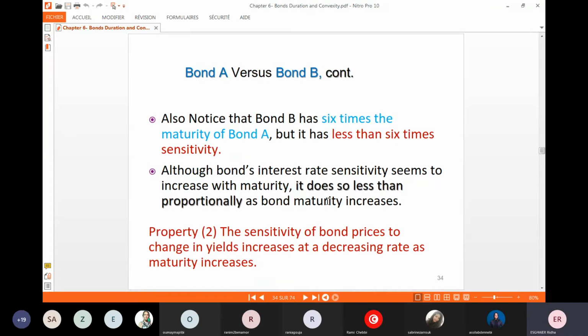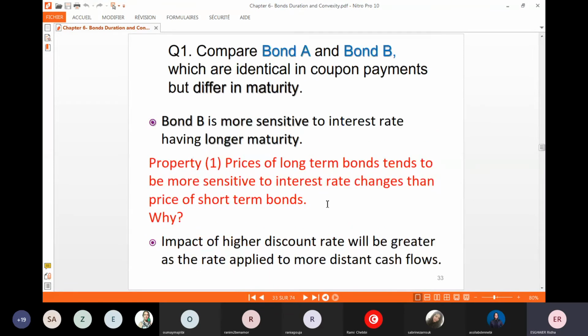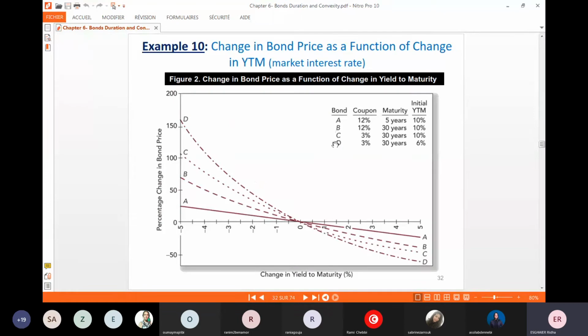Let's look at bond C, bond D and bond B. B and C have the same maturity, same yield to maturity. The difference between the two is the coupon. What did we say earlier? The lower the coupon rate, the higher the sensitivity of the bond. And this is what happened: see C, the sensitivity of its price, see the fluctuation from here to here, while for B the variation of the price is lower. So the lower the coupon rate of the bond, the higher its sensitivity. This is its property 4.